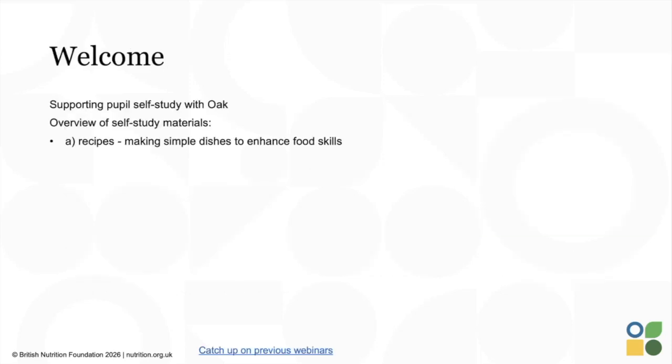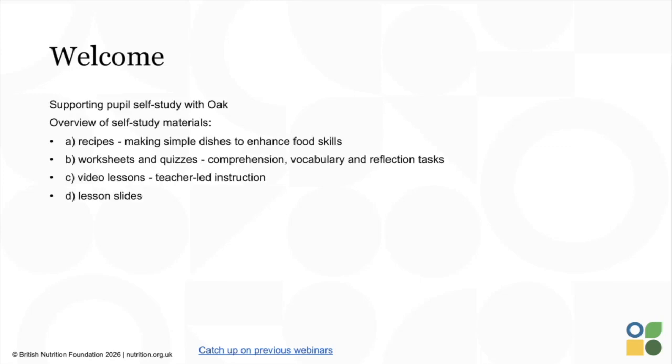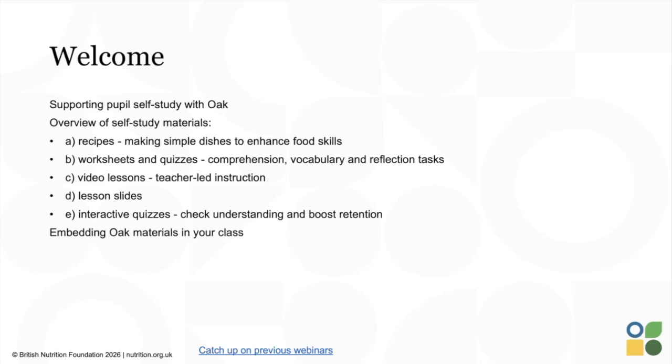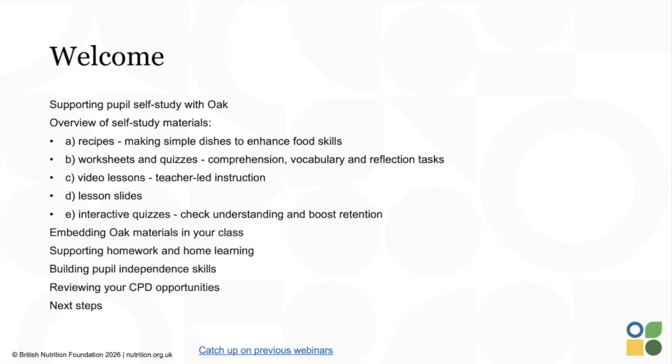So just quickly to run through what we're going to be looking at tonight. This is really thinking about how you can support your pupils with their own independent learning, so their self-study. What we want to do is go through the different materials that have been written for the cooking and nutrition curriculum for Oak, and give you an overview of how you can use those with your pupils for their own learning, but also the thought that's gone behind them.